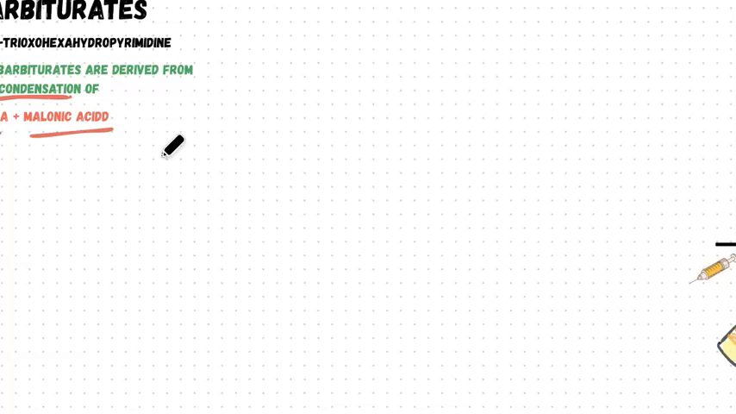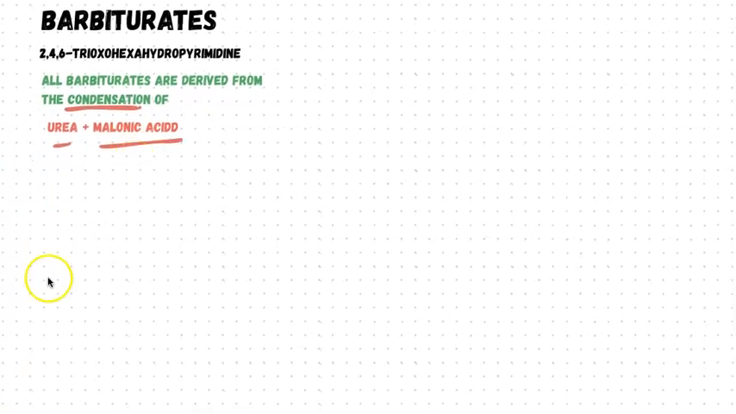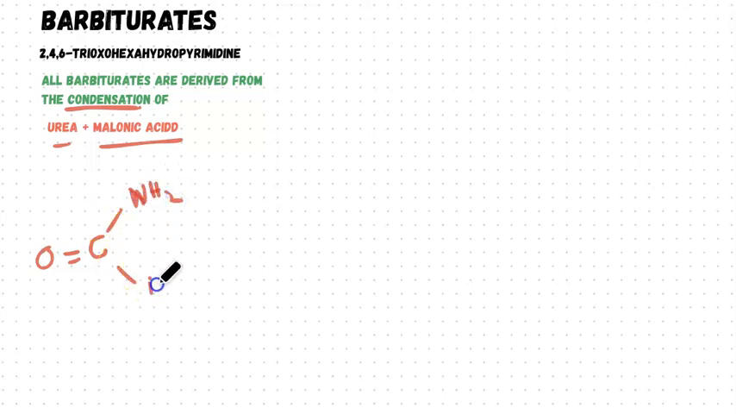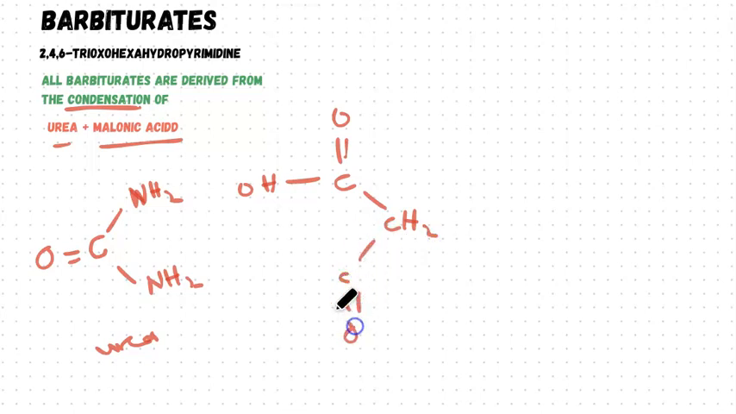Now, no choice, but we have to learn how to draw the chemical structure. So for urea, it is a carbon atom with a double bond O with amide groups here, NH2 and NH2, which gives us urea. And malonic acid is the other half of the ring. You have HOC double bond O, CH2, C double bond O, and H here.